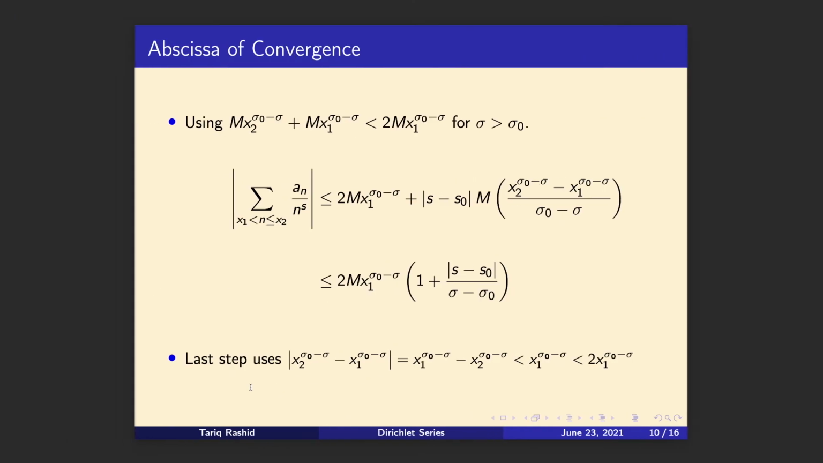I hope that's clear. If it isn't, do comment and we'll talk about it more. We know that sigma naught minus sigma is less than 0, but x1 is smaller than x2. If we take the magnitude there, this term is larger because x1 is smaller, so we can put that up front, and if that term is larger than that one, that means together they are less than twice the first term.